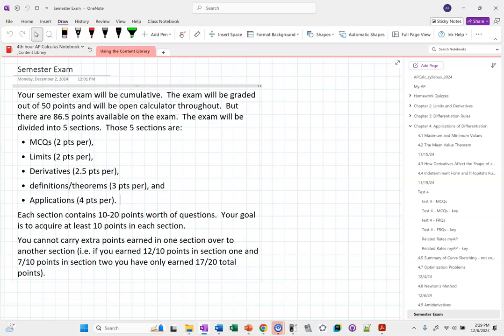But to look at this, you need to do, at the minimum, 5 MCQs, 5 limits, 4 derivatives, 3 definition theorem questions, 3 application questions. The good news is everything on here is single part. It's not that you have to do these 10 things. It's not part A, B, C, D for anything.